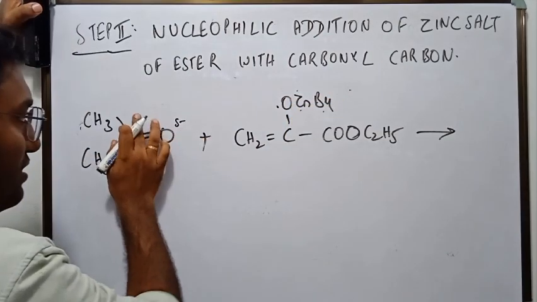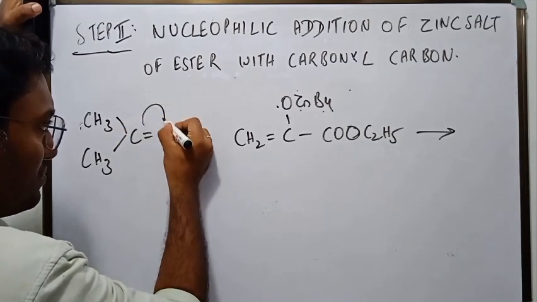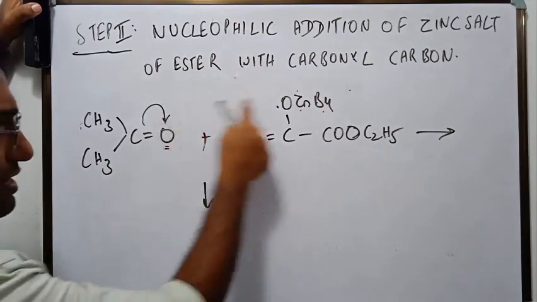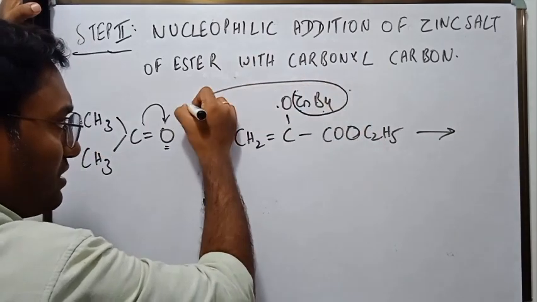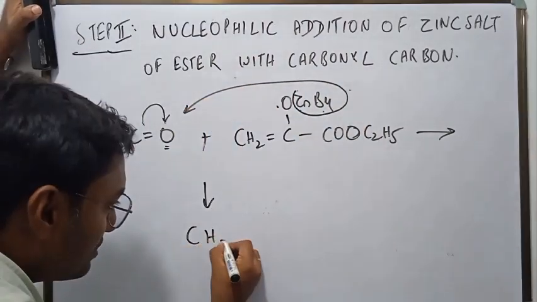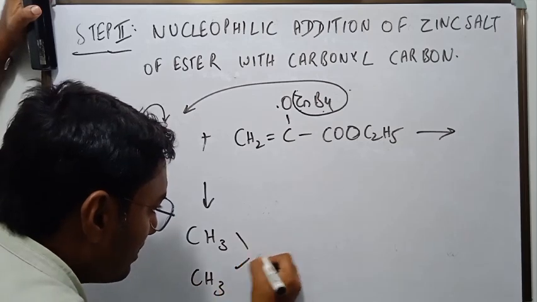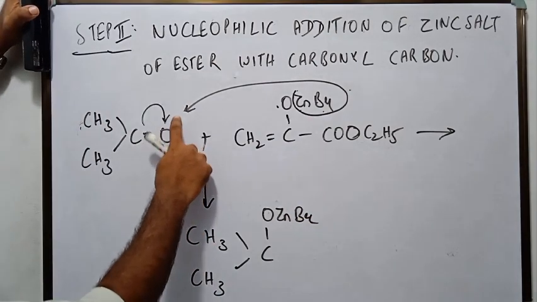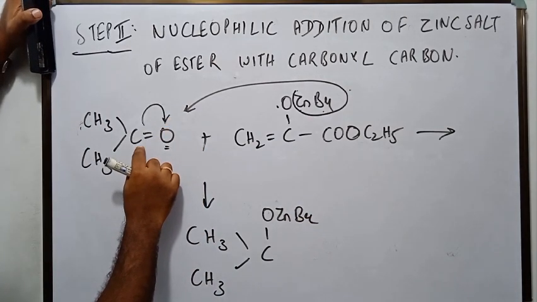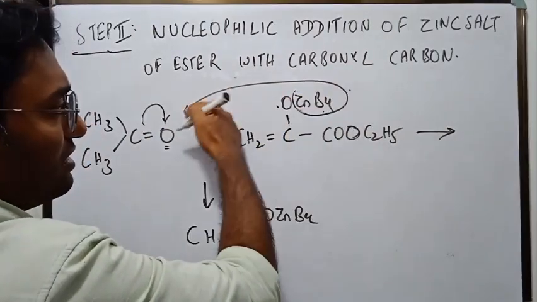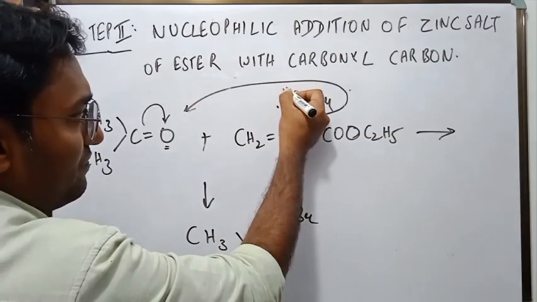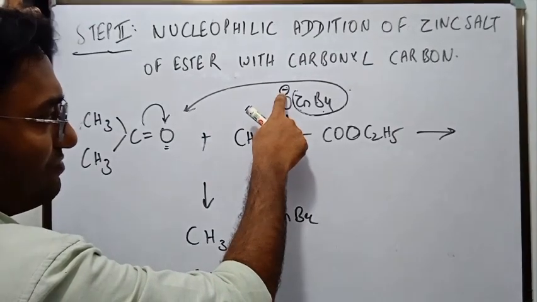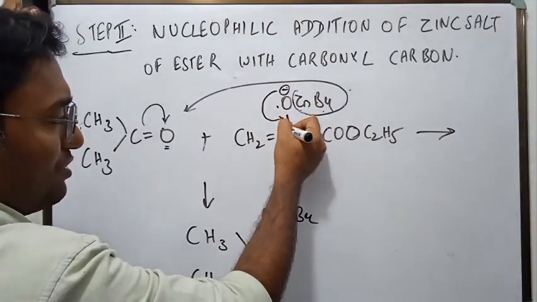Okay, now let us draw here. So this goes here. When this goes here, what happens? Electrons come here, and ZnBr will move here. Correct? So now CH3, CH3, CO, ZnBr. When O becomes negative, carbon becomes positive. Correct? When this moved here to this oxygen, there is an electron pair that was left here. That comes down to form a double bond with carbon.